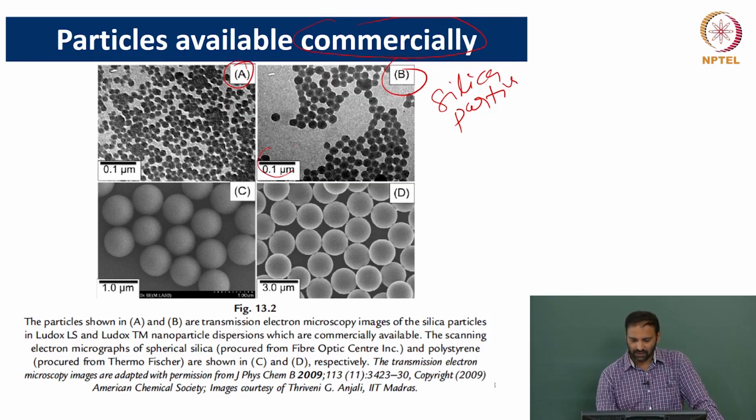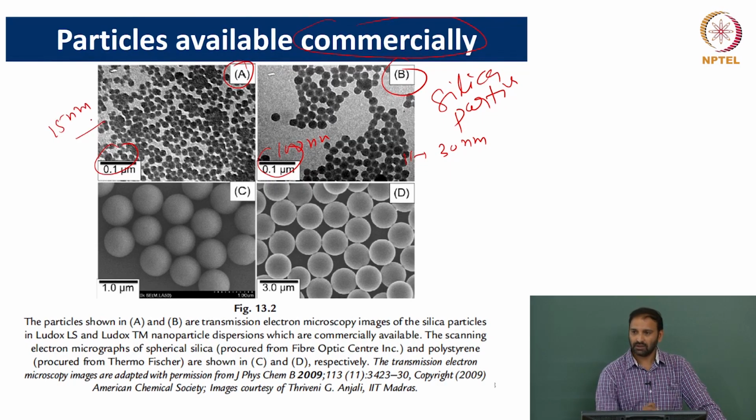If you look at the length scale, they are sub 100 nanometer. So this is about 100 nanometer. These particles are maybe about 30 nanometer in dimension, and these are about 15 nanometer in dimension. They are sold under a commercial name called Ludox particles. You can buy them, they come in liters and liters, not very expensive. And these two are examples of silica particles, SiO2, and this is polystyrene.